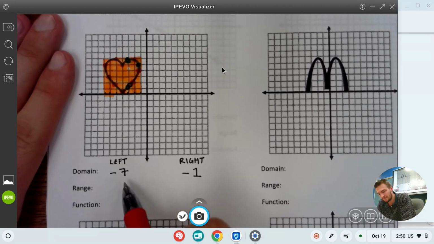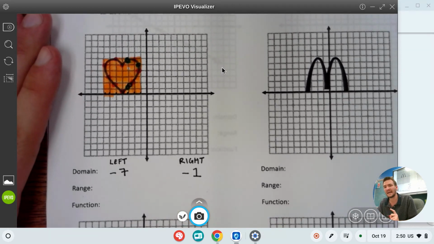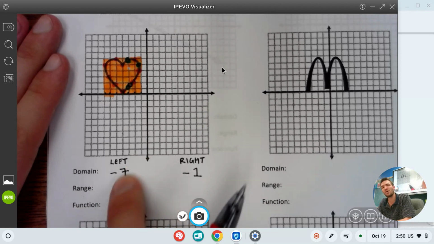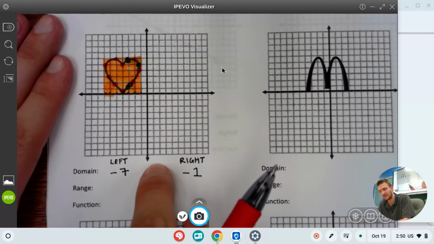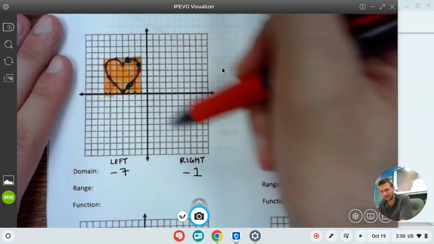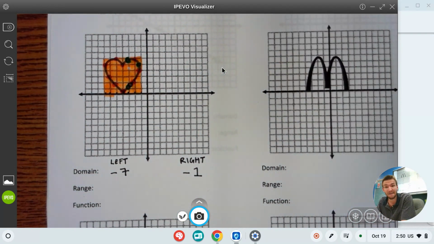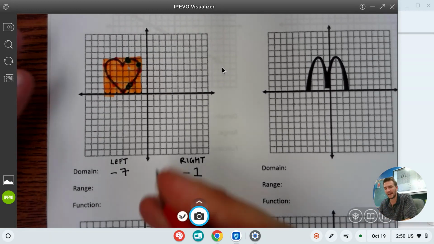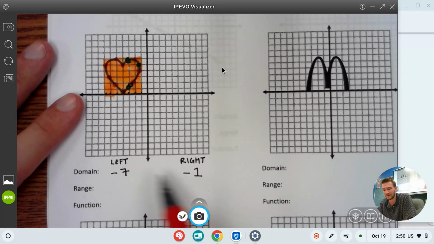In the middle, we need to say that all of our x's are in between these numbers, right? Our x could be -3. Our x could be -3.5. Our x could be -3.25. But our x's have to be in between these numbers.